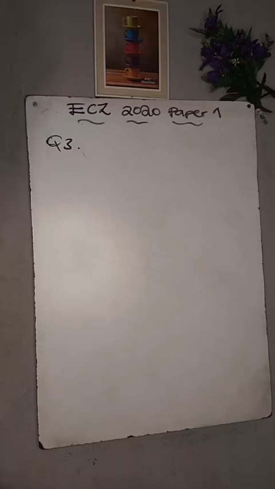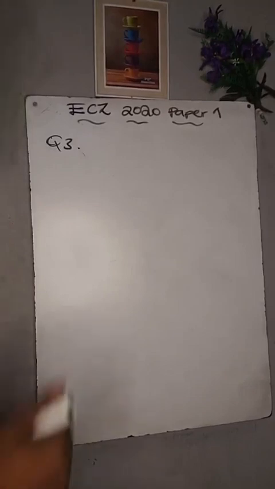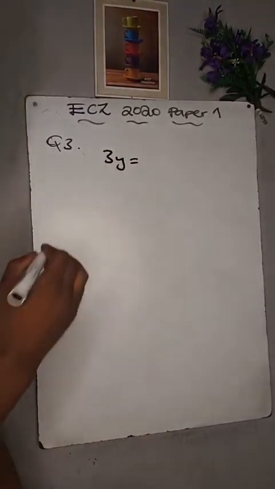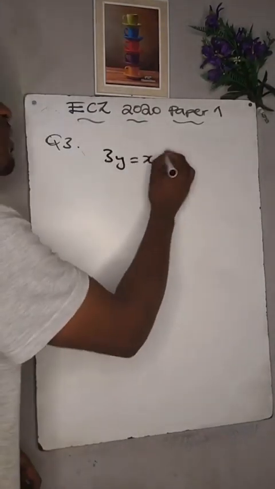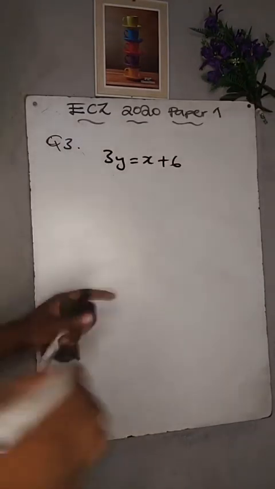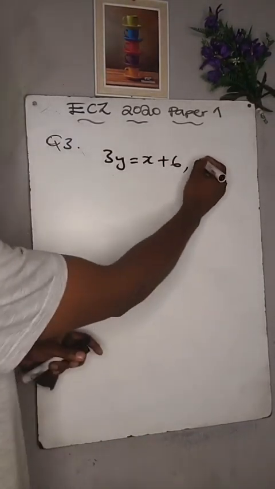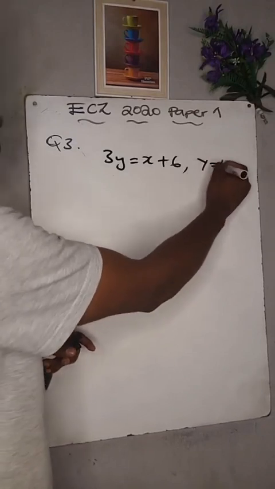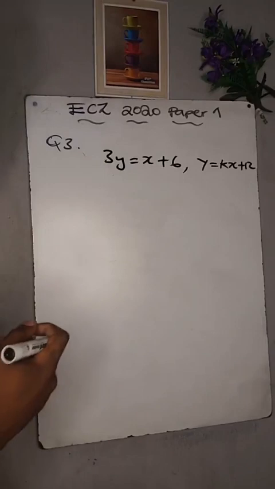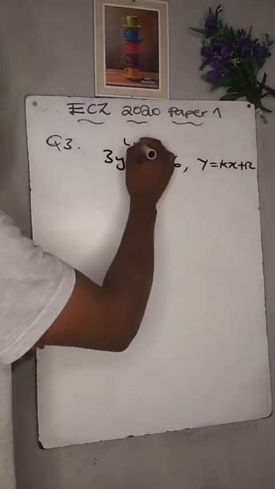Given that the line, so we have this line that we have been given in the question. This line is saying 3y is equal to x plus 6. We have that line. Then the other line that we have is saying y is equal to kx plus 12. So we have the first line and the second line.